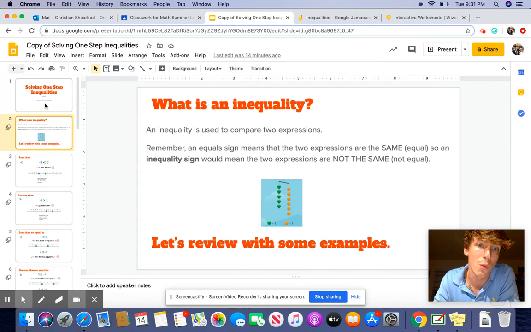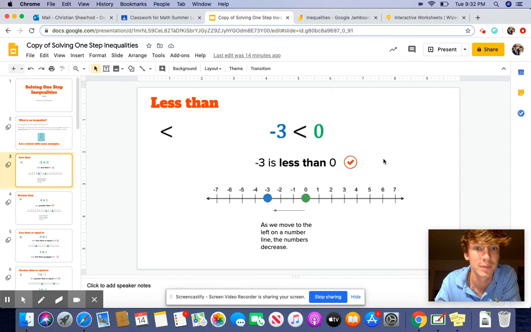It says, what is an inequality? Well, if an equation means things are equal, inequality means that things are probably not equal, right? So an inequality sign would mean that two expressions are not the same. For example, less than. So -3 is less than 0.